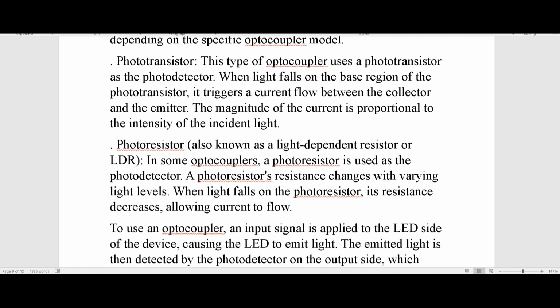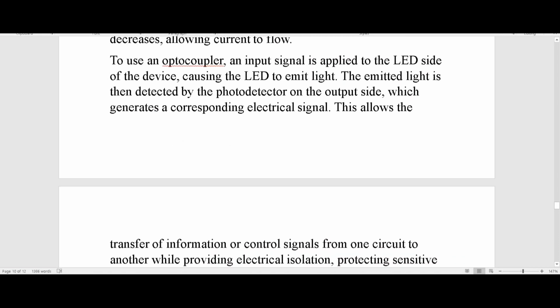Now the relation between resistance and the current is inverse. So to use an optocoupler, an input signal is applied to the LED side of the device, causing the LED to emit light. Now, this emitted light is detected by the photodetector, which generates a corresponding electrical signal.